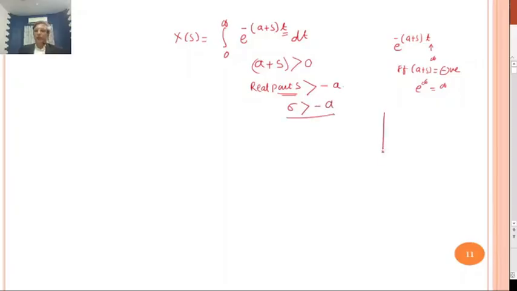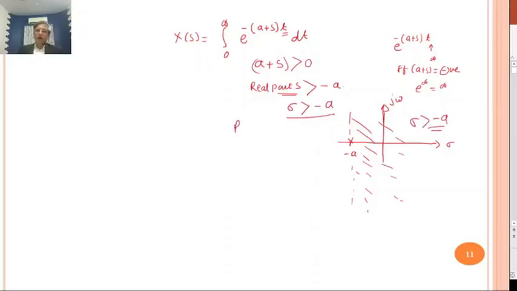Means we will define this region of convergence on the s plane, with j omega axis, and this is minus a. The function is absolutely integrable for sigma values greater than minus a. This is called the ROC of the signal: sigma is greater than minus a.